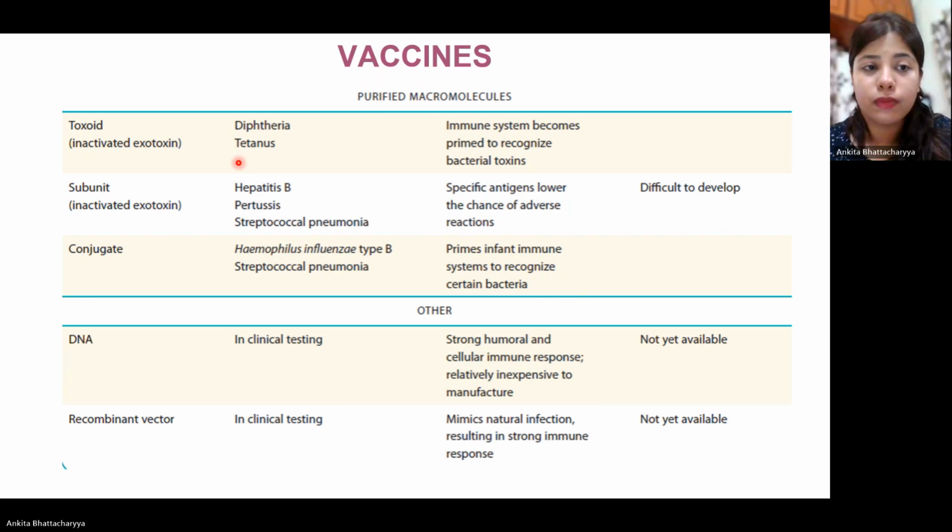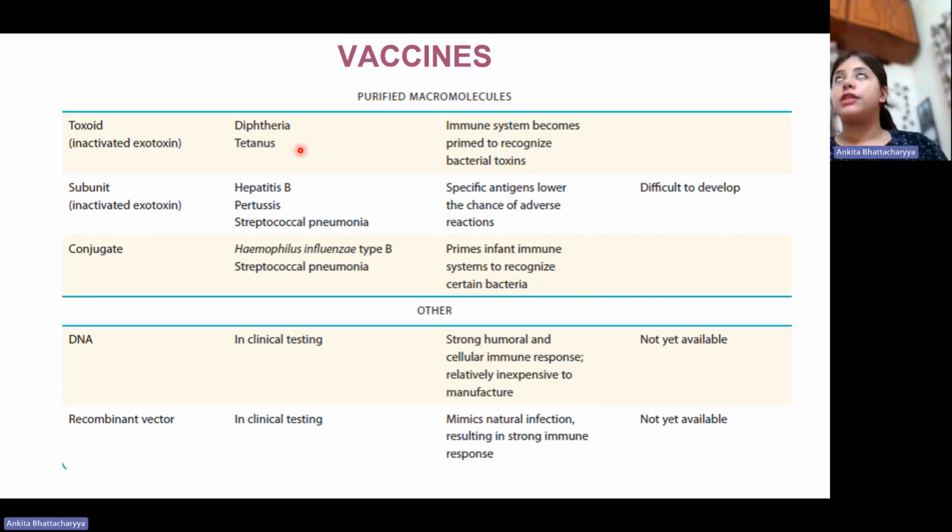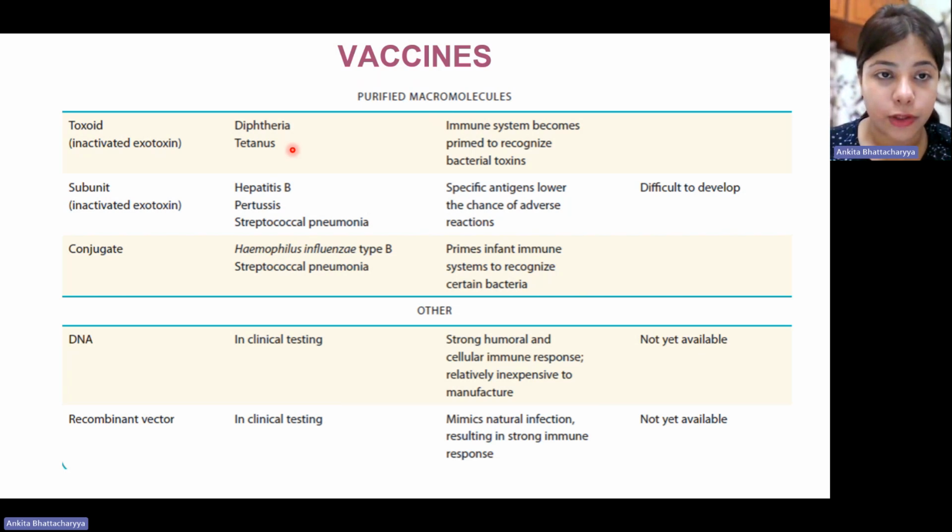For that to be possible, an inactivated exotoxin is synthesized. Why are we saying exotoxin again? Because this type of macromolecule, after synthesis, is secreted into the surrounding environment by the pathogens, which are diphtheria and tetanus in this case, and then it is inactivated and used for patients. I will briefly discuss this over the course of our discussion today, so you can refer to it there. Its main advantage is that the immune system becomes very well primed to recognize such bacterial toxins and can therefore counter these in the future.